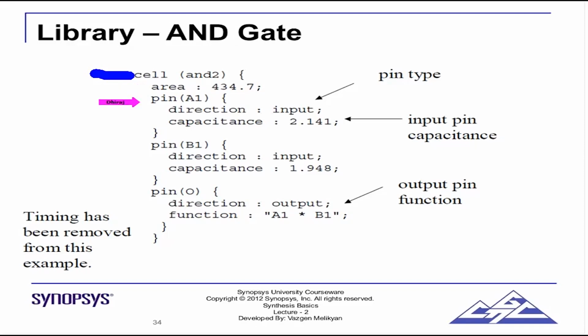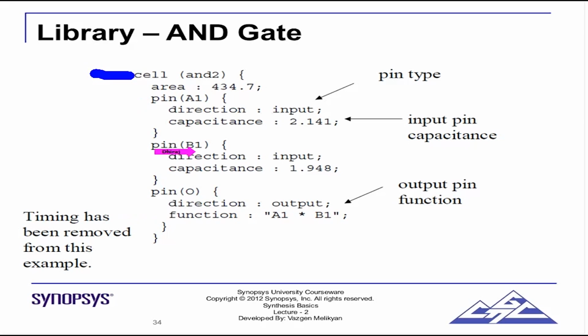We define the pins A1, B1, O. We tell the direction. A1 is input, B1 is input, O is output. We write what is the input capacitance, and we also tell what is the function. Only the output pin will have the function, obviously. The function tells us that it is A1 into B1. So it's an AND gate.